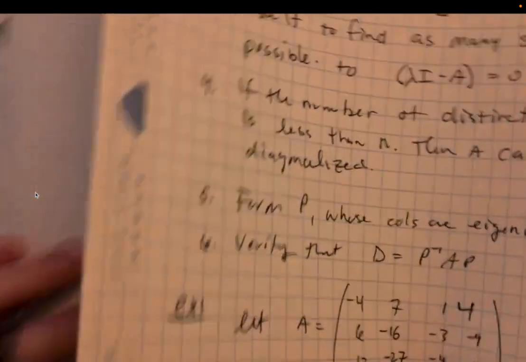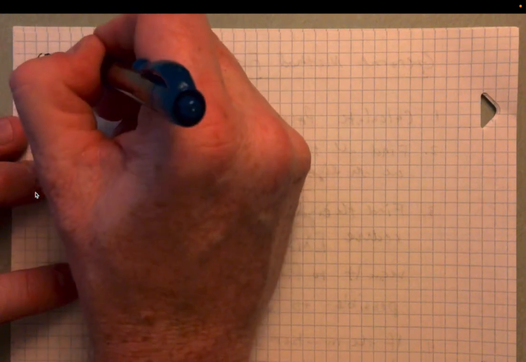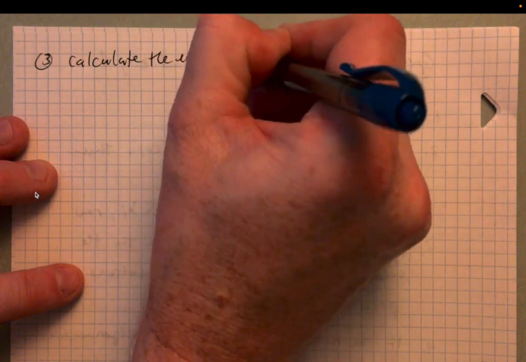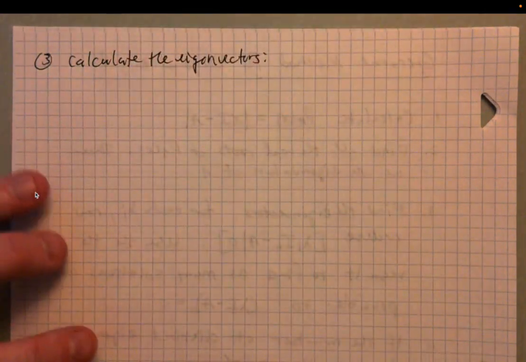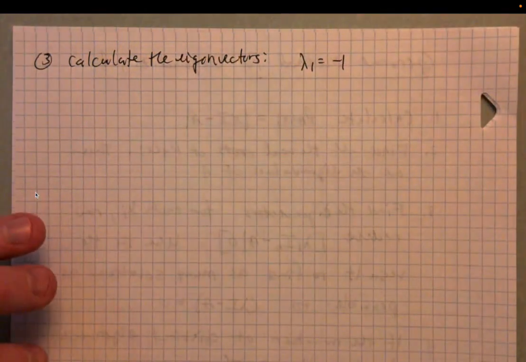Then step 3 is going to be computing the eigenvectors. For each of these eigenvalues that we've identified, we have to go back through and calculate the eigenvectors. We'll do it for lambda 1 equals -1. We'll calculate an eigenvector there.